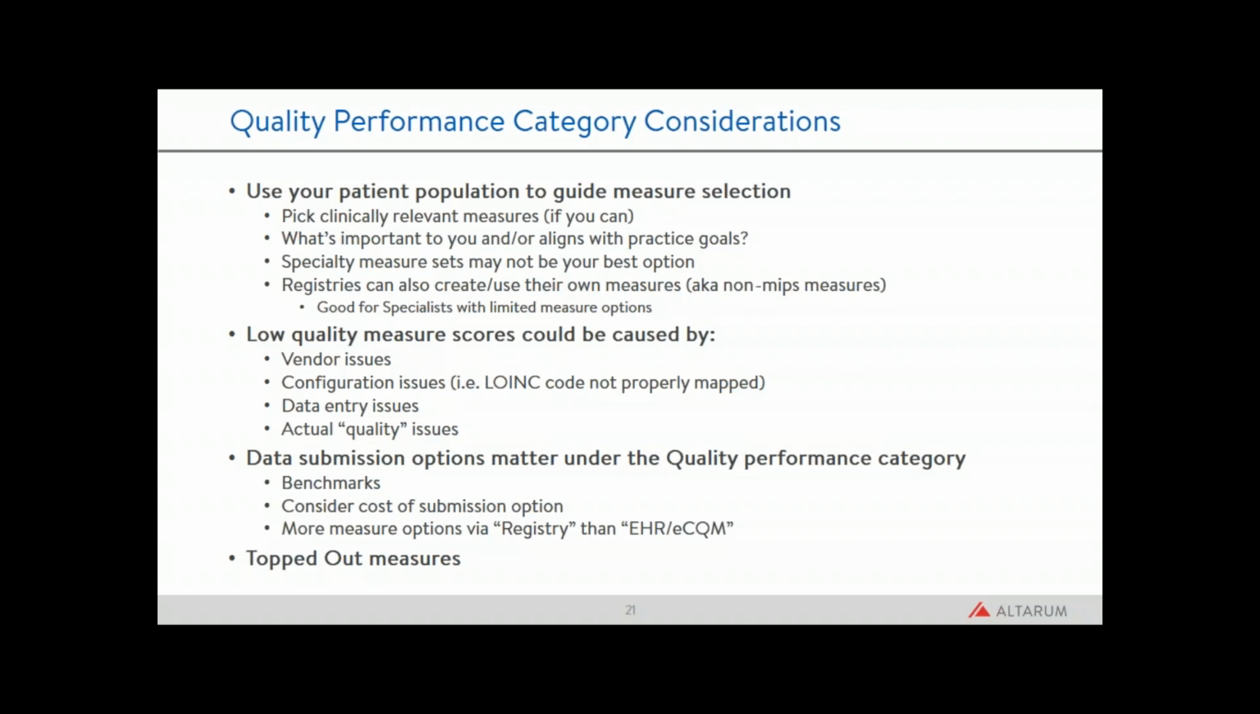The other two options here are considerations, the data submission options. It really matters under the quality performance category. There are different ways to get that data to CMS. I'm going to touch on that. I'll touch on what I mean by the benchmarks, and that there are more options under the registry than there are the EHR eCQM. I'm also going to talk about topped-out measures on the next few slides as well.